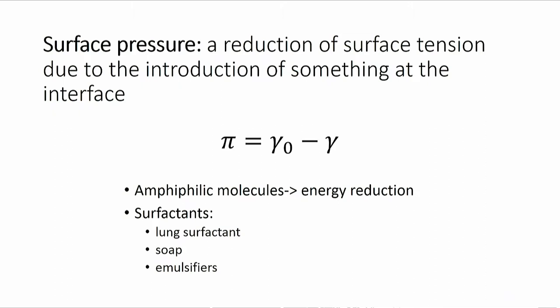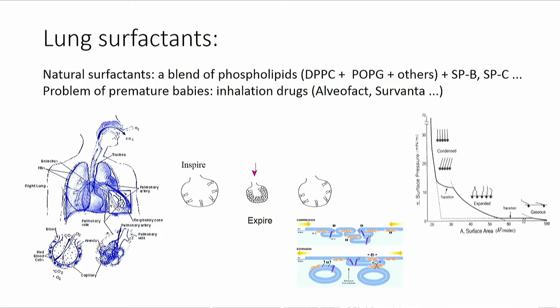Examples are surfactants, like lung surfactant, we'll talk about later on, briefly after, soap and emulsifiers. Let's start with lung surfactant. You know, when you breathe, the lungs expand, so you have an increase of surface, which is what you need for the oxygen to be absorbed by your body, by the blood. But this surface increase has an energy cost, as we saw. And in order for this to happen with the low cost, you have surfactants.